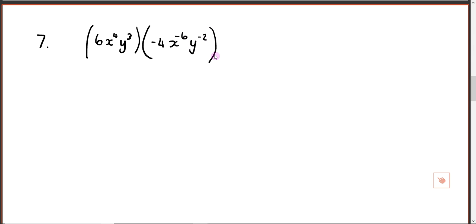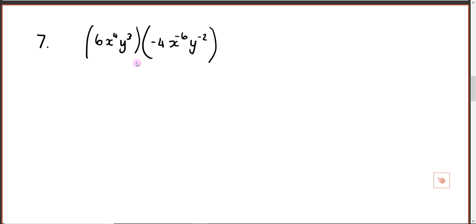Question 7, we're over the page now. So we've got 6x to the power of 4, y to the power of 3, multiplied by negative 4, x to the power of negative 8, y to the power of negative 2. I remember talking about these. What do brackets mean? Multiplication, right? What do we not do with the two numbers? Add them. We multiply them.